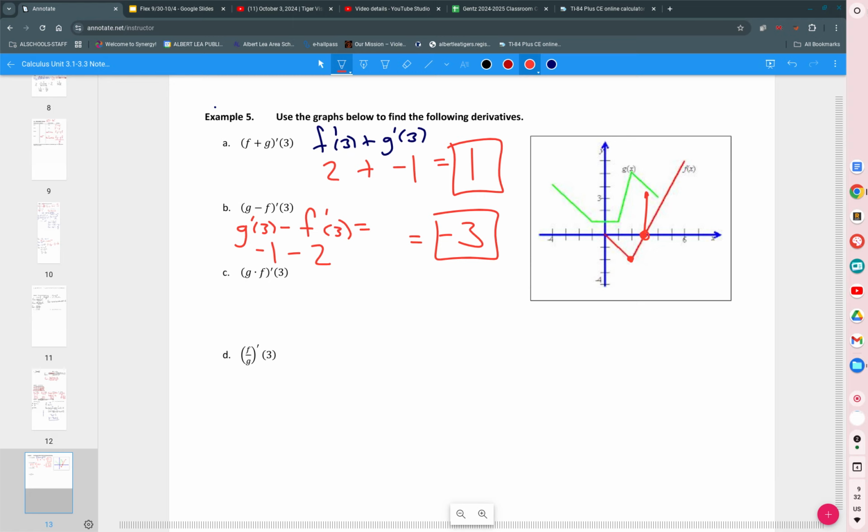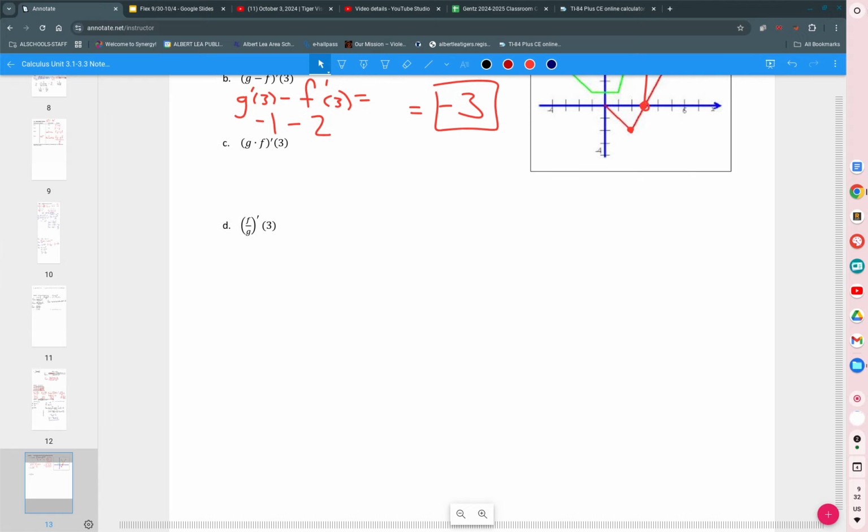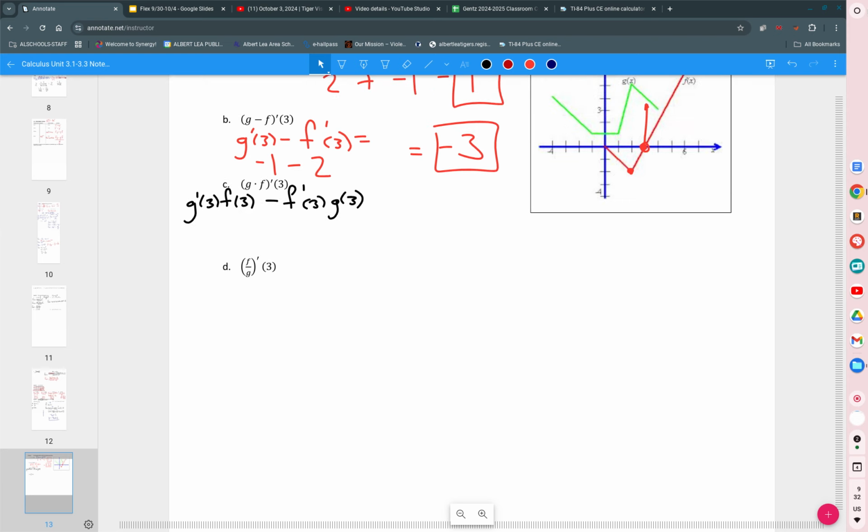Product rule is different. I cannot just say that I'm going to do g prime of 3 times f prime of 3. That does not work. And for that, I give you 0 points. We have to use the product rule instead. And so we do g prime of 3 times f of 3 minus f prime of 3 times g of 3. I'm sorry, plus, thank you.